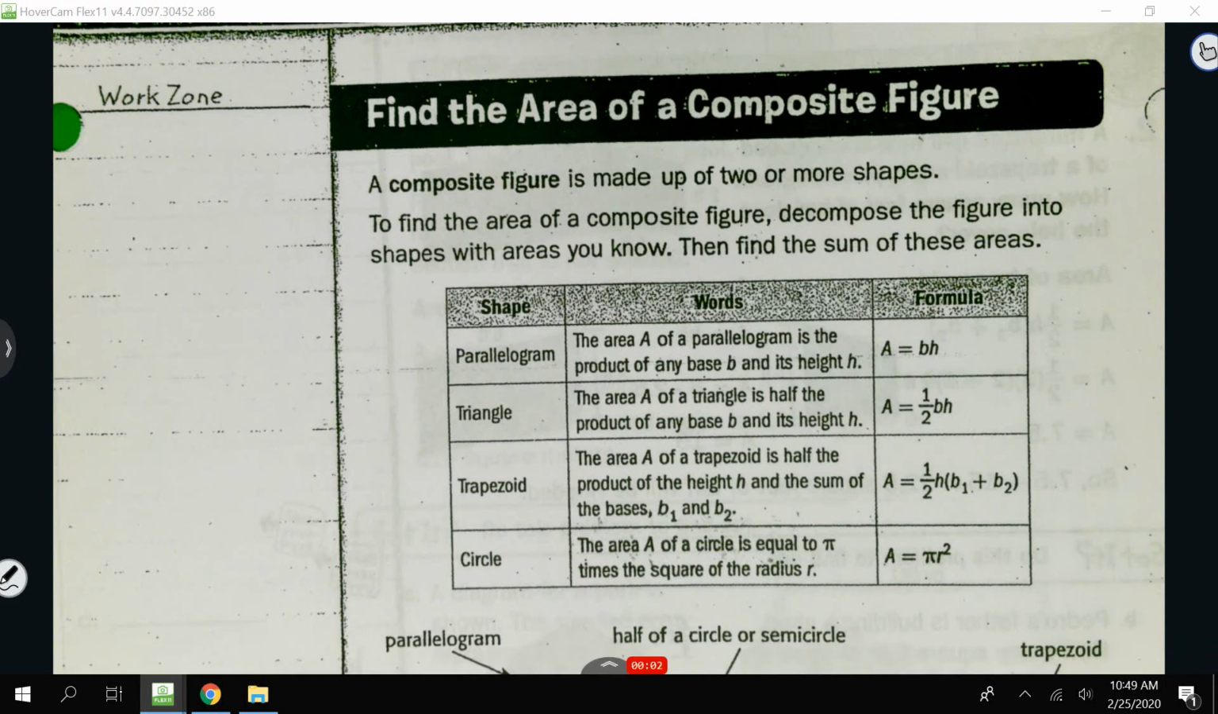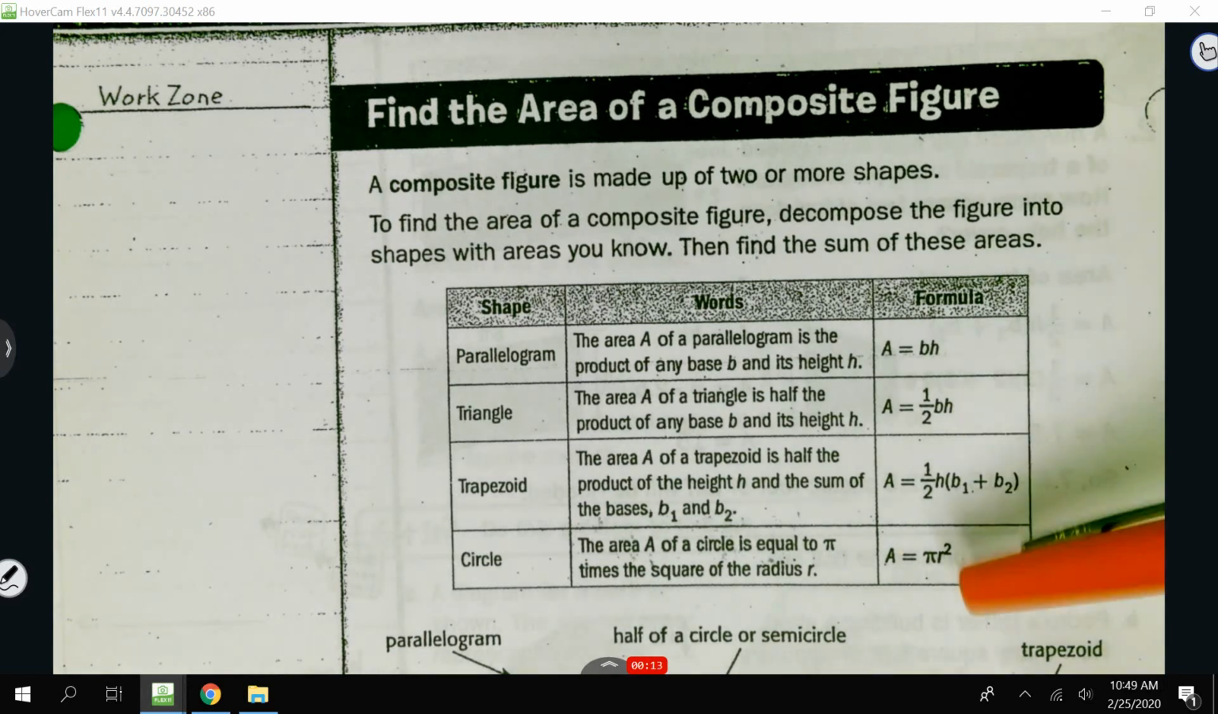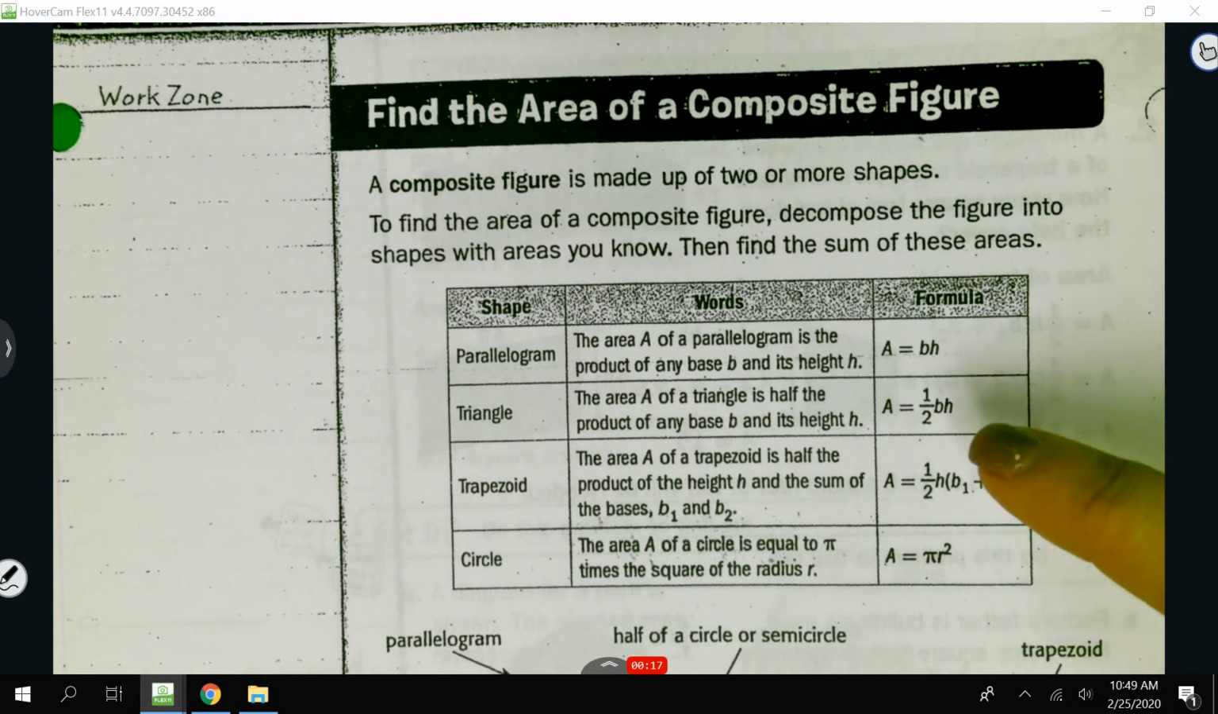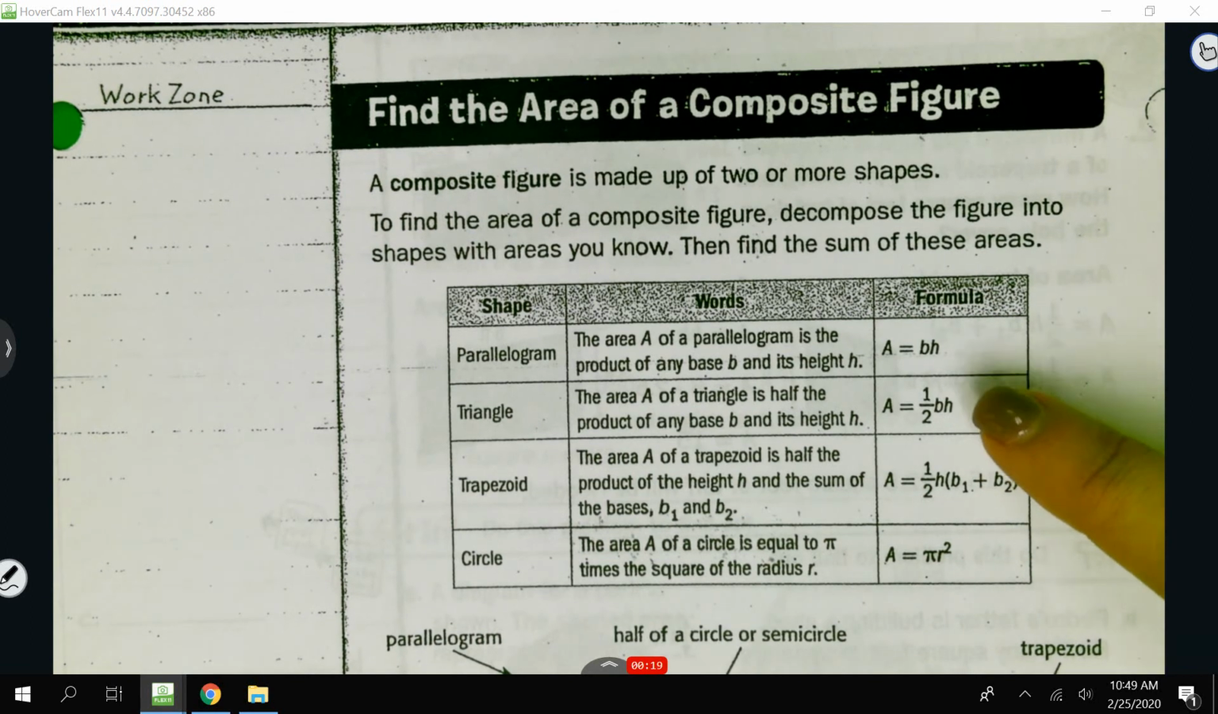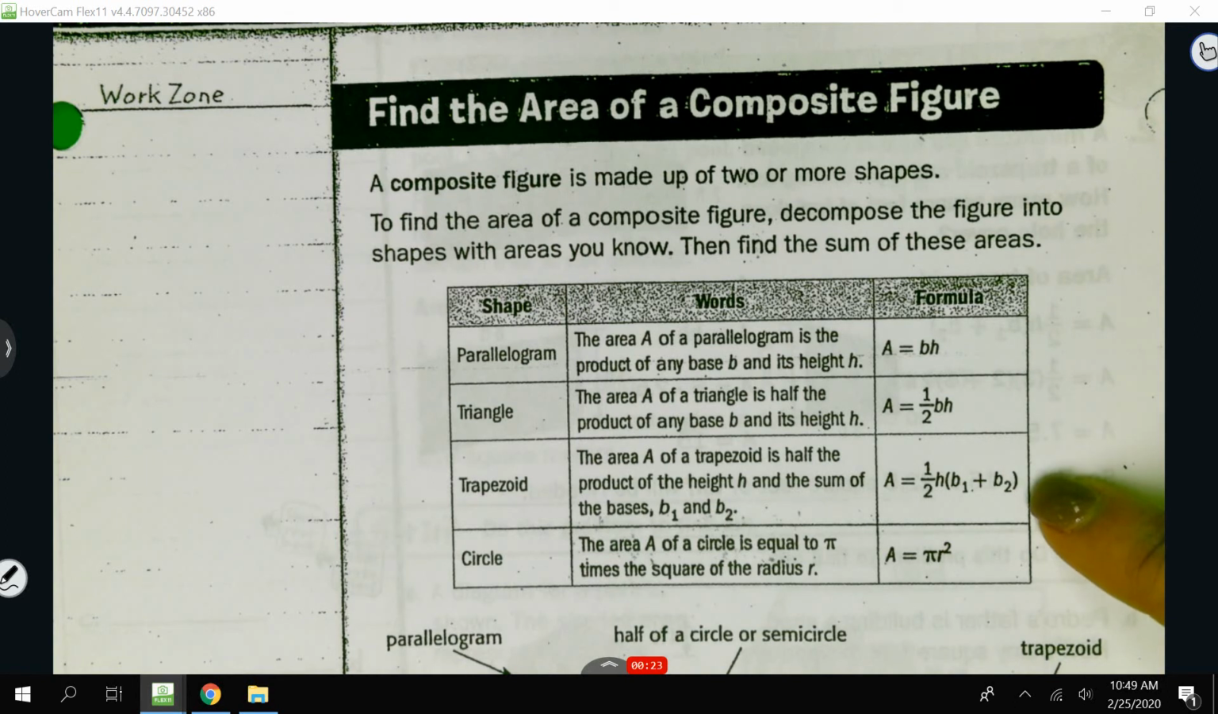Alright, so just like what I was saying, a composite figure is a figure made up of two or more shapes. So like a triangle and a square put together, that would be a composite figure. Okay. This table right here is just a little refresher of all the formulas that you might need. Remember, if you prefer to use base times height divided by 2, or height times base 1 plus base 2 divided by 2, that's fine. They're the same formulas. Okay. But here's just a little chart with all those formulas you might need.